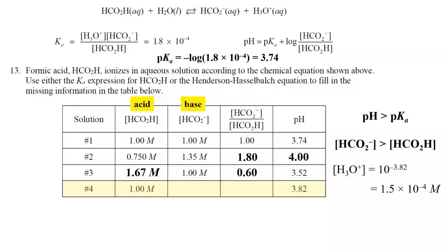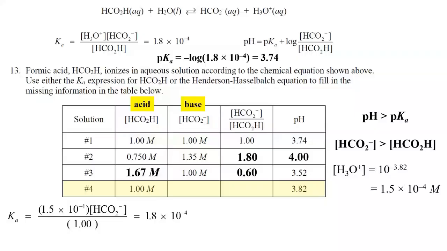So the concentration of the hydronium ion in solution 4 is 10 to the minus 3.82, and that works out to be 1.5 times 10 to the negative 4 moles per liter. I'm going to plug that value into the Ka expression. So I have the concentration of the hydronium ion on the top. I don't know the concentration of the formate ion, so that's unknown. And on the bottom, the concentration of formic acid is also 1.00 molar, so I can plug that number in.